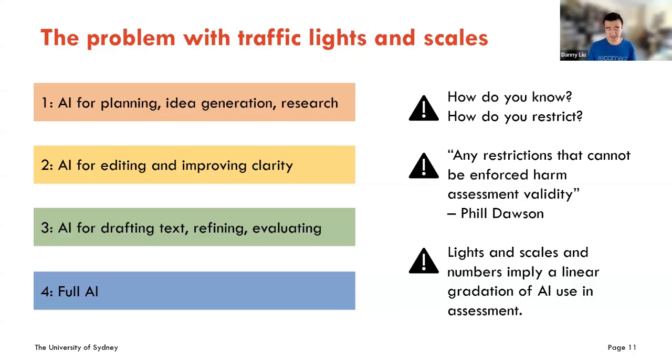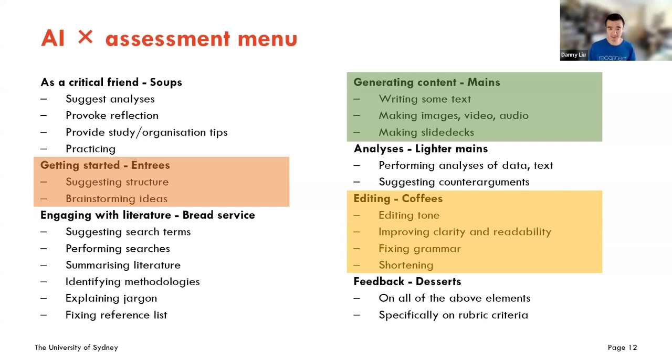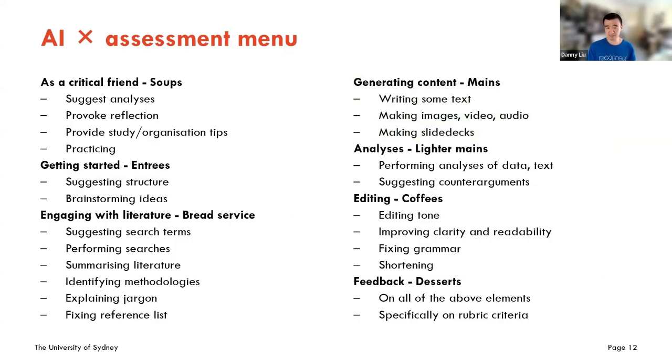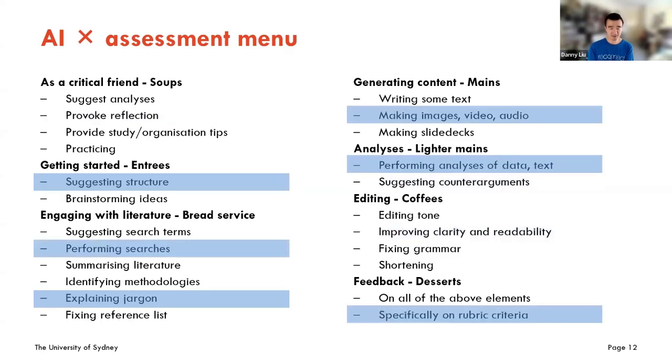The other problem with these lights and scales is that they imply that there's a linear gradation of AI use for a particular assessment. And that's just not the case. Because the real way that AI is used in society, in work, in study, is much more complex and much more dynamic. A menu analogy works a bit better because when you go to a restaurant, you have an entire menu available to you. Depending on how you feel, you could pick certain things from the menu and you might leave certain things off. In a similar way, for assignment 1, maybe these would be the most healthy menu items that would actually help students learn alongside AI. And for assignment 2, maybe these are the more healthy menu items.